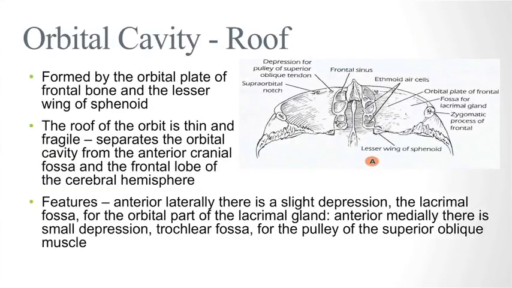Roof: formed by the orbital plate of the frontal bone and lesser wing of the sphenoid. The roof of the orbit is thin and fragile, separating the orbital cavity from the anterior cranial fossa and the frontal lobe of the cerebral hemisphere. Features: anterolaterally there is a slight depression, the lacrimal fossa, for the orbital part of the lacrimal gland. Anteromedially there is a small depression, trochlear fossa, for the pulley of the superior oblique muscle.